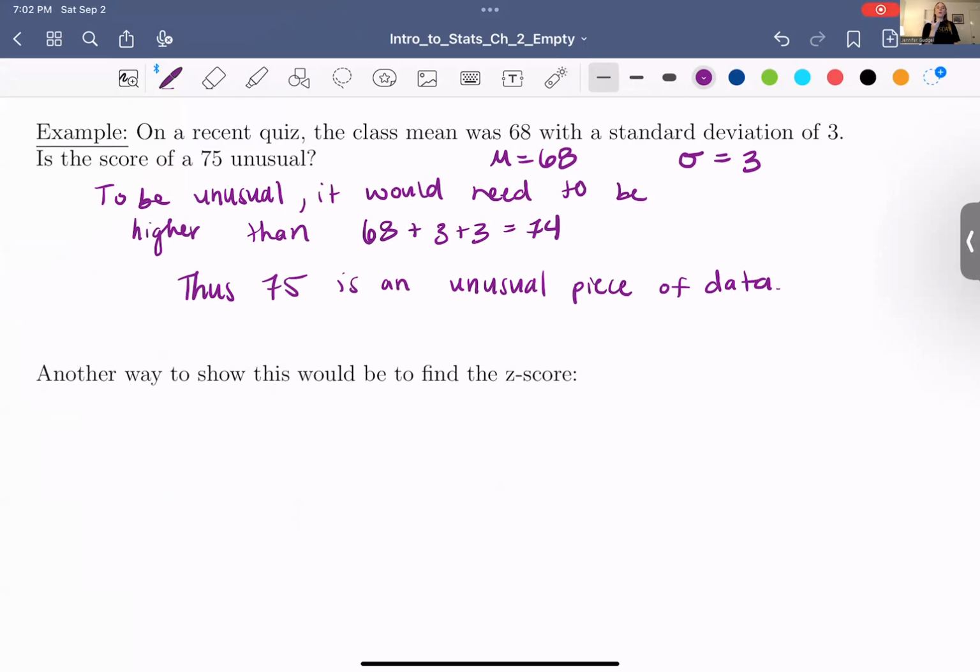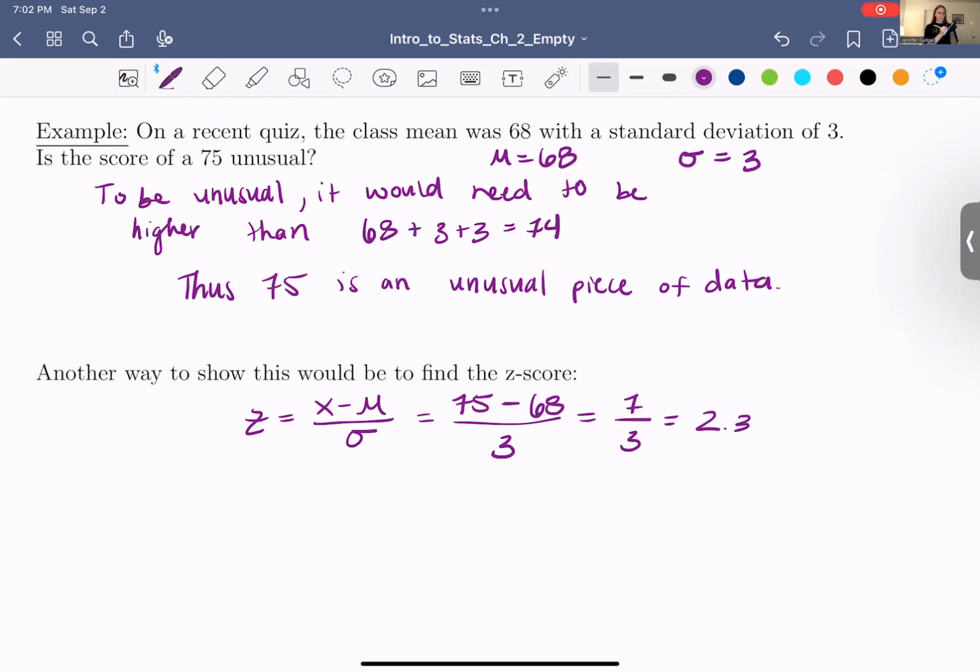The other way is you find the z-score and you see if it's bigger than 2 or smaller than -2. So let's find the z-score here. The z-score is equal to the data piece minus the mean, divided by the standard deviation. Our data piece was 75 minus the mean, which was 68, divided by the standard deviation, 3. 75 minus 68 is 7, so that's 7 over 3.